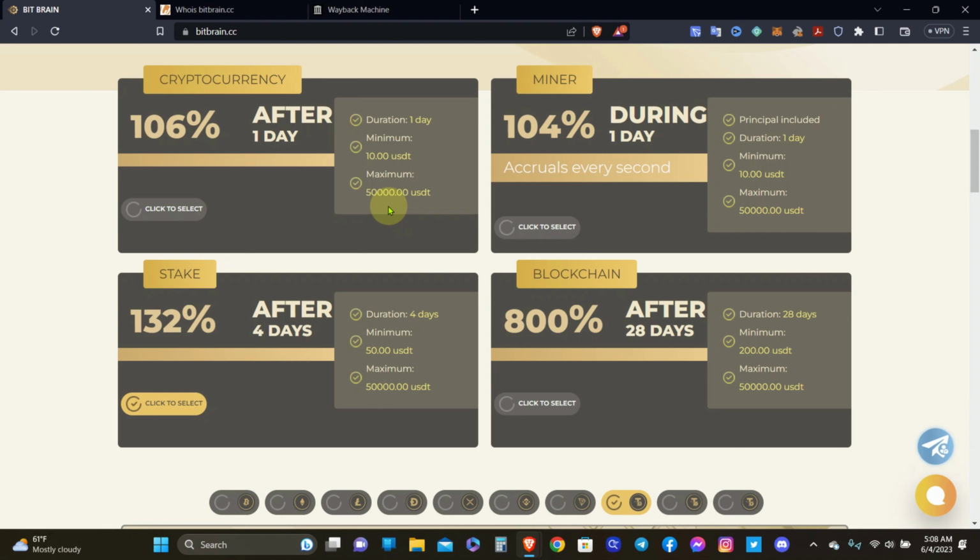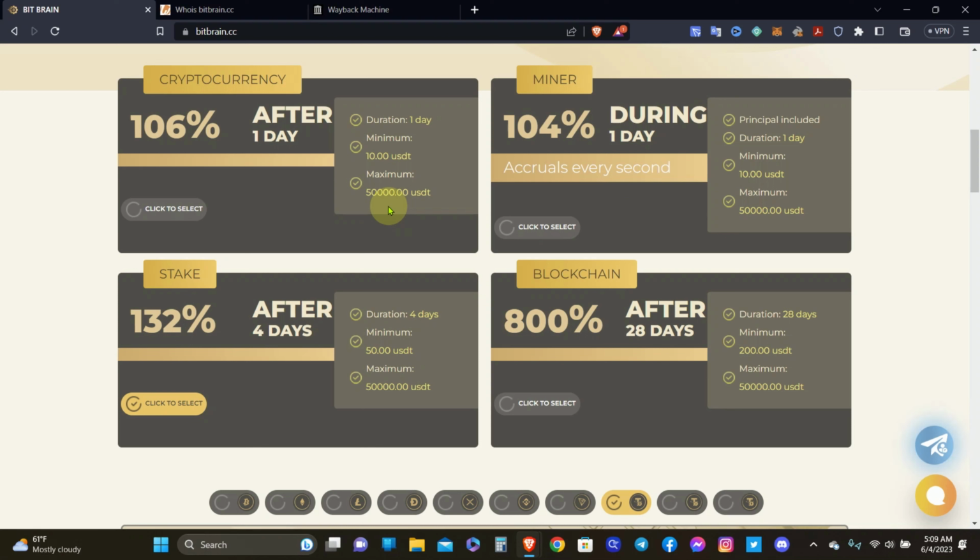And then you got the miner. So this says during 1 day right here, principal included, duration is 1 day, minimum is $10 USDT, maximum is 50,000 USDT. Accruals every second, so your profits are accruing every single second. And then you got the stake, you got 132% after 4 days. So the minimum here is also 50 USDT, maximum is 50,000 USDT. I'm starting to see a trend here, like all of them are almost the same thing except this minimum is a little bit higher than the first two.